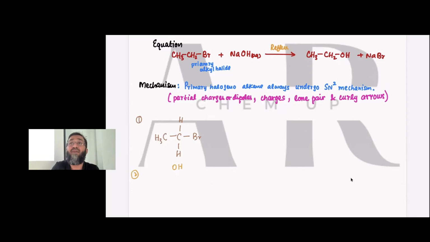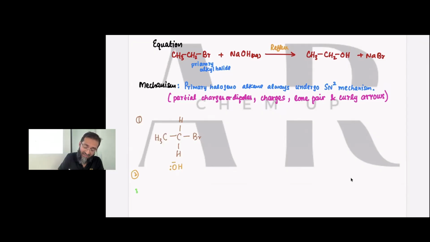Yeah, that's what we say. But how can you define a nucleophile? Very good, it has a lone pair. So if you are showing the nucleophile, you must show the lone pair on it. Yes. So now what I'm going to do is put the charges, put the dipoles.